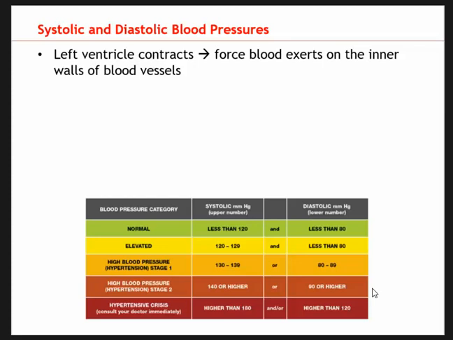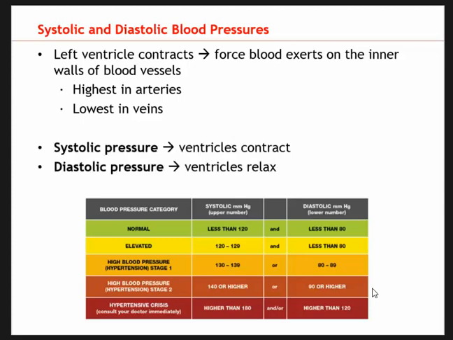So when our left ventricle contracts, that's going to force blood exerted on the inner walls of those vessels. We can measure that best at the brachial artery, which is very close to the pumping action of the heart. Pressure is highest in our arteries and lowest in our veins. We'll discuss why that is on the next slide.